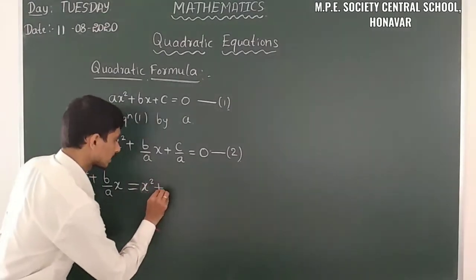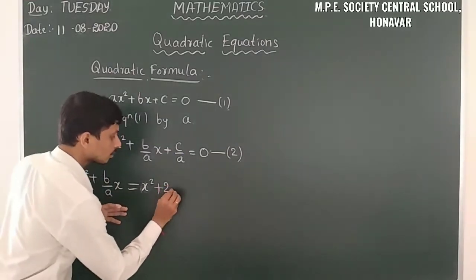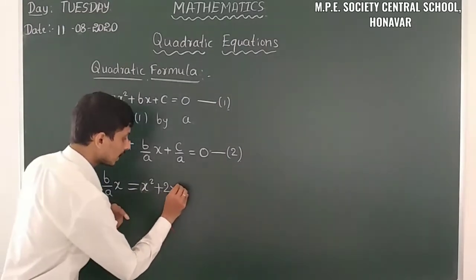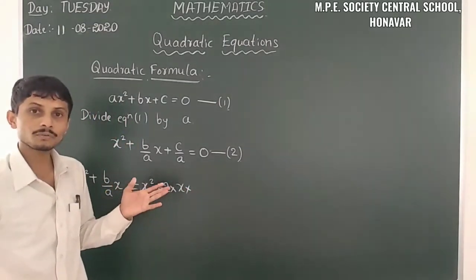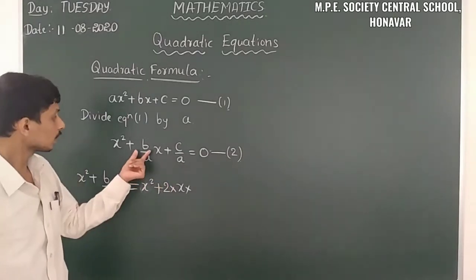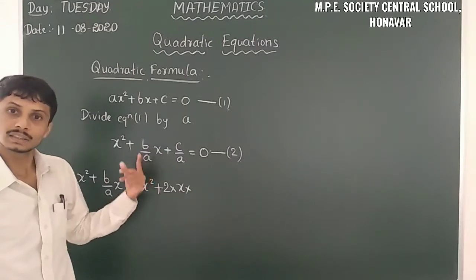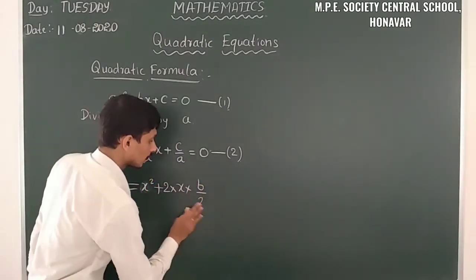Then plus 2ab. In 2ab, we must insert 2. Then we insert the value of a, that is x. Then we insert the value of b. Here b by a is there. So that means we have to put that one here.